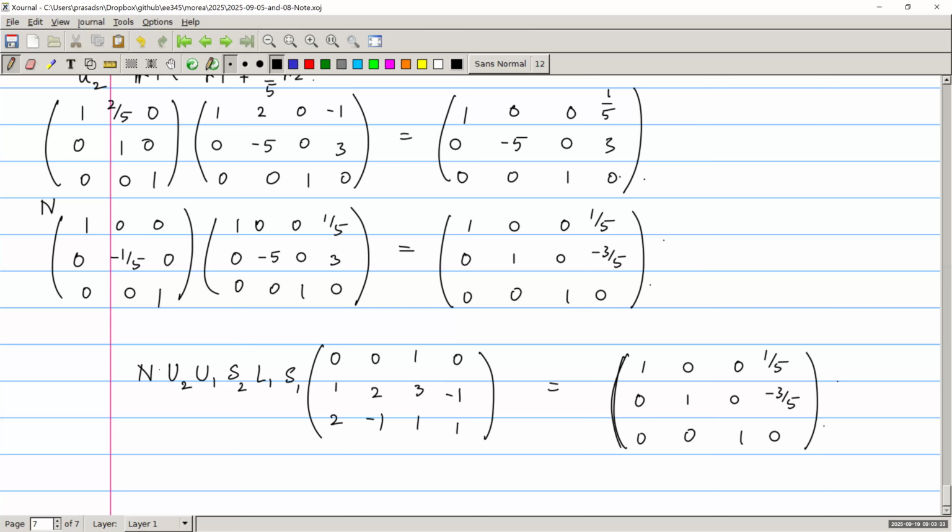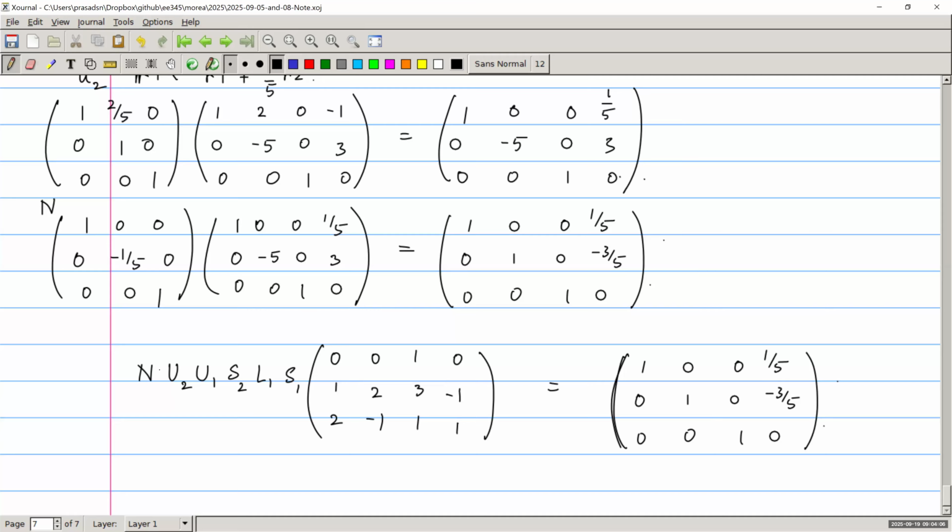Right. So in the N operation, you multiplied row 2 by negative 1/5. To reverse it, you multiply it by negative 5. Okay. So in this operation, you added 2/5 times row 2 to row 1. To undo it, you subtract out 2/5 times row 2 from row 1. Right. So does this make sense?